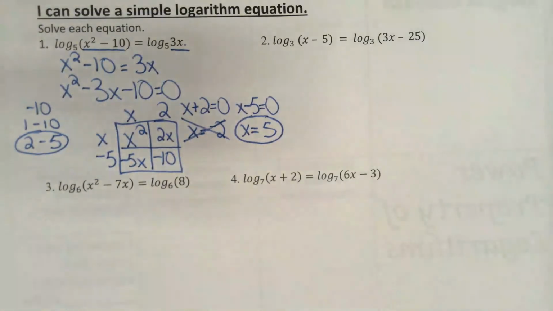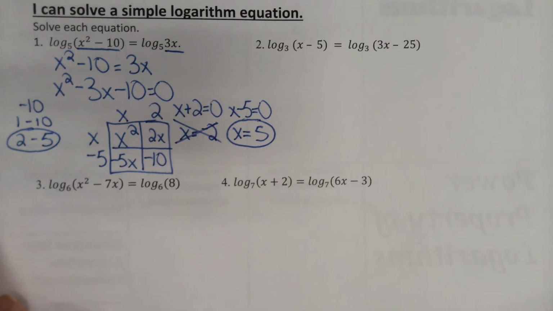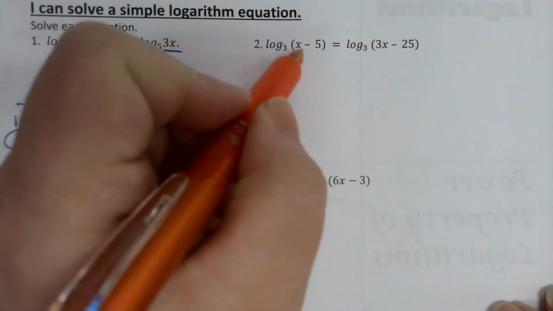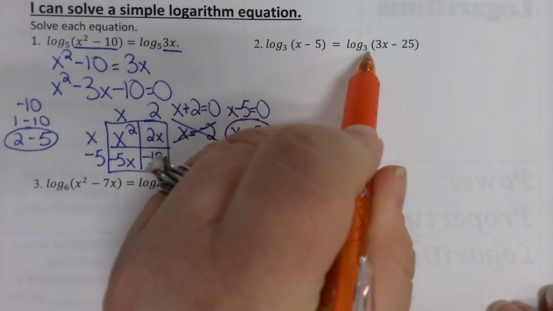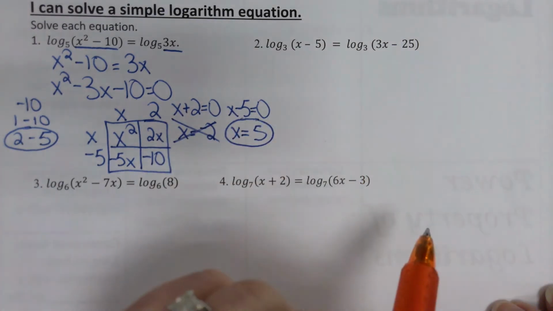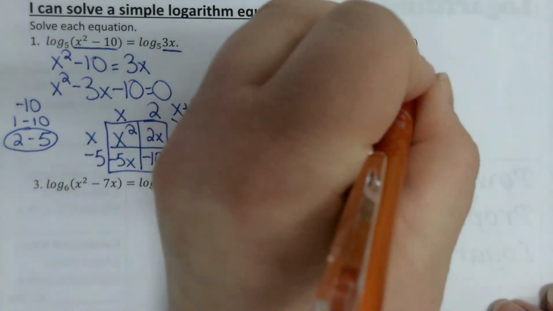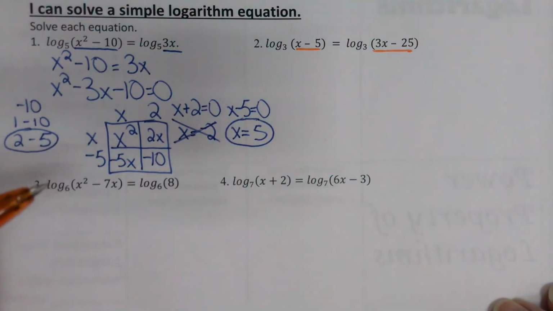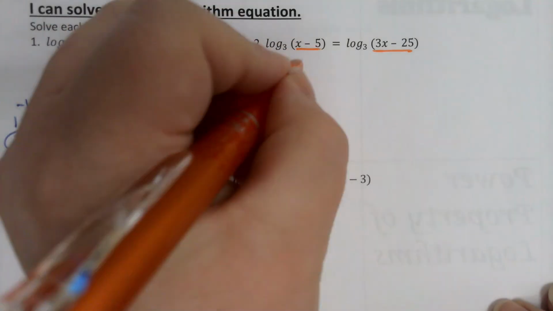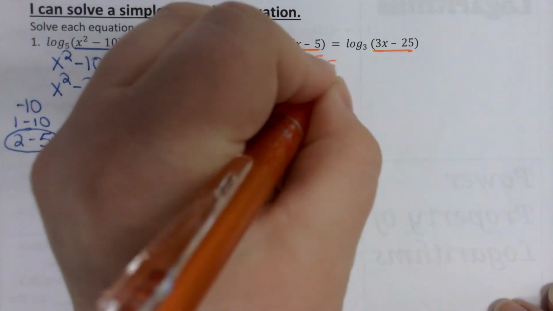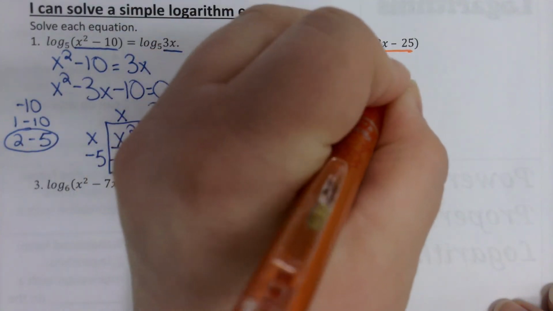Let's do number 2. I have log base 3 of x minus 5 equals log base 3 of 3x minus 25. The bases are the same, so we are going to set our arguments equal to each other. x minus 5 equals 3x minus 25.